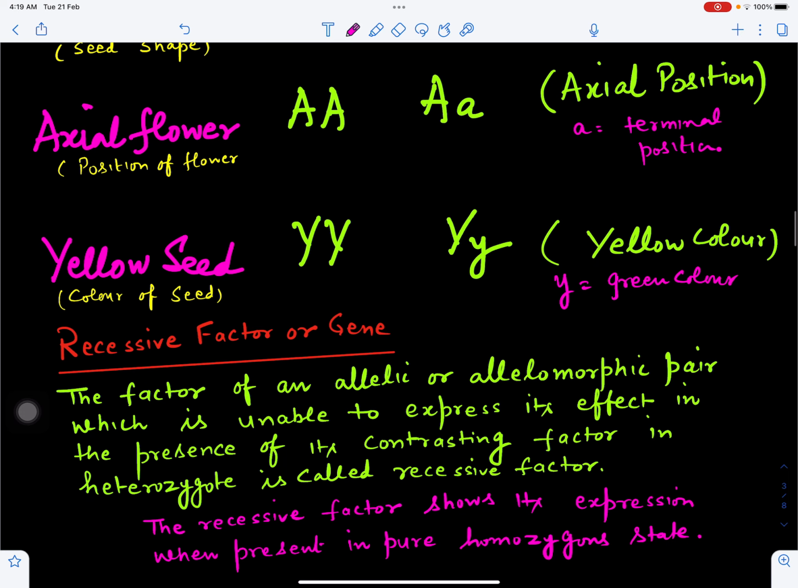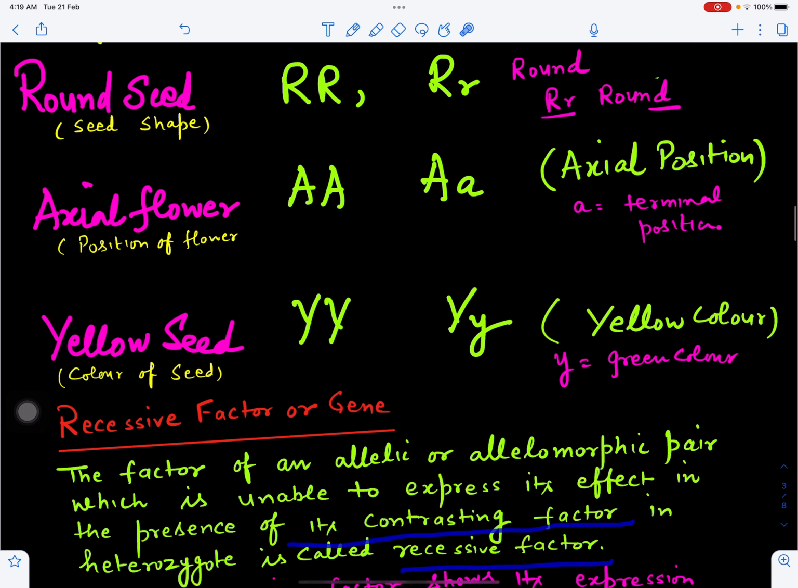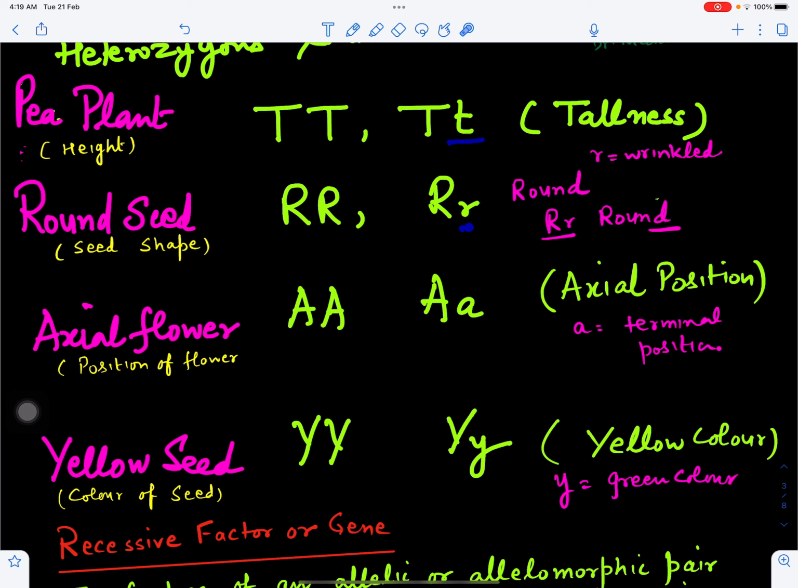Now, as we discussed, a recessive factor or gene will not show its expression in the presence of a dominant gene. So we can define a recessive factor as the factor of an allelic or allelomorphic pair, meaning a gene controls a character and has two alternate forms, out of which one may be dominant and the second recessive, or both may be dominant or both recessive. It will not show its expression in the presence of the contrasting factor, the dominant gene. This is called a recessive factor, like we discussed here. Small t is recessive, small r is recessive, small a is recessive, small y is recessive. This terminology is given in small letters, and dominant is given in capital letters.